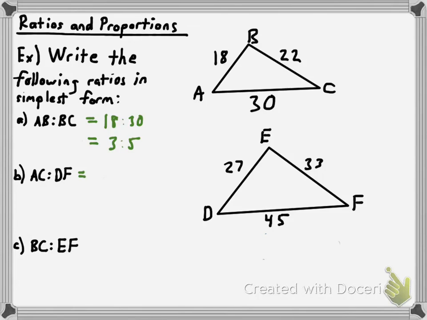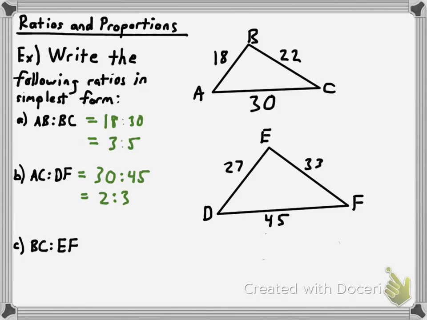I want to do this twice more because there's a point that I want to make, not because I don't think you already have this. The ratio of AC to DF is a ratio between the bottom side of this triangle and the bottom side of this triangle, and that's 30 to 45. And the common factor for 30 and 45 is 15, right? So that becomes a 2 to 3 ratio.